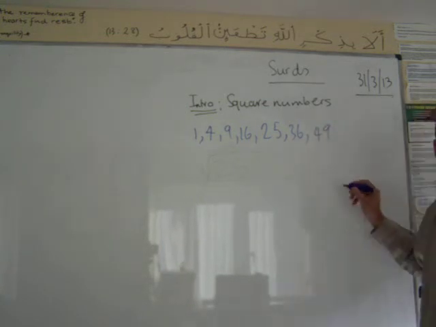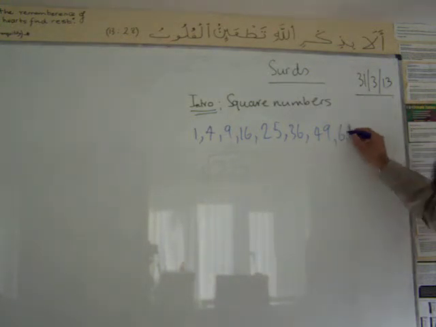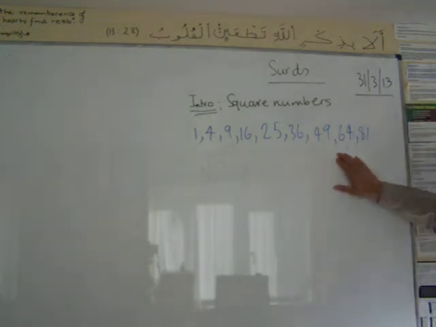49. Okay, Samia, the next one please. 64. And one more. 81. You need to make friends with these numbers here.